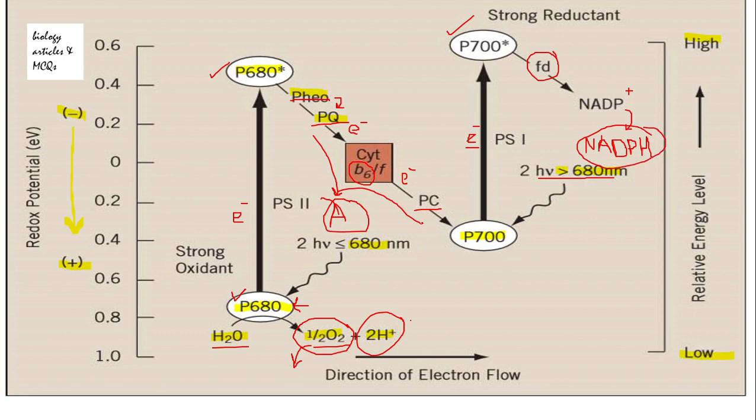So guys, here you can see that ATP is produced and NADPH is also produced, and these NADPH and ATP will now help in driving the dark reactions, which we will discuss in the next video.